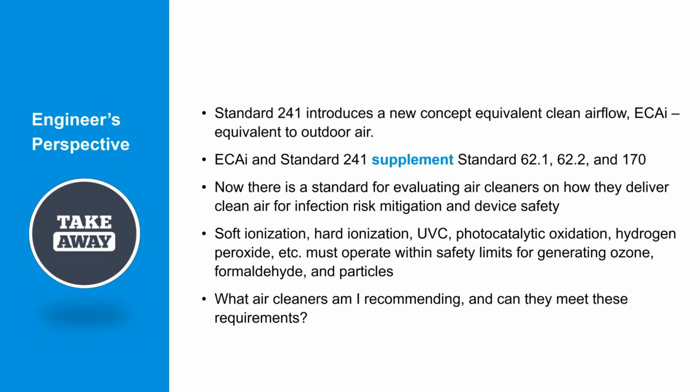Oftentimes you get asked, what are the products? And I know I alluded to that. These are all the different types of products that would qualify under the standard. They could be all sorts of ionization products, like soft ionization and hard ionization products, UV or UVC products, photocatalytic oxidation products, hydrogen peroxide. All of these products must pass the safety limits that are listed in the code for generating ozone, formaldehyde, and particles. Those are the three safety parameters that ASHRAE has laid out in explicit detail. And so you can ask yourself as you're starting to design, what air cleaners am I recommending? And will they meet these requirements? So let's dive into that in a little bit of detail.